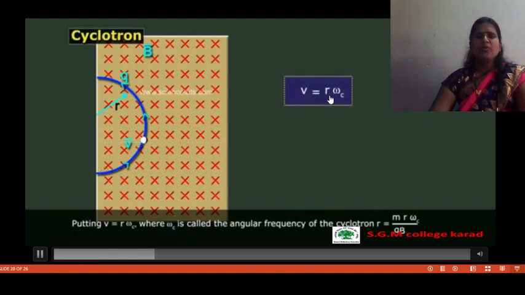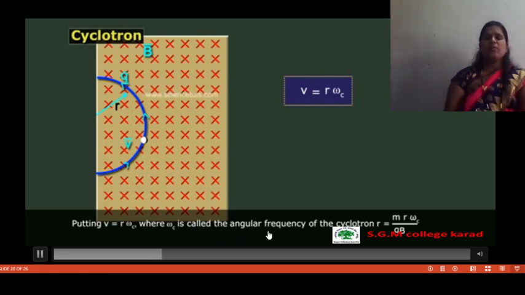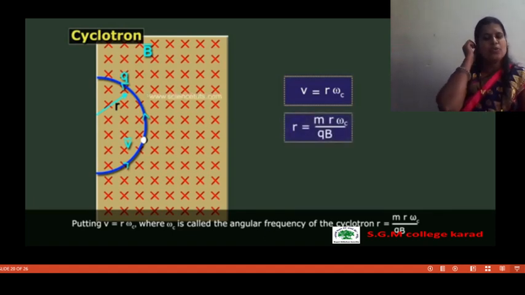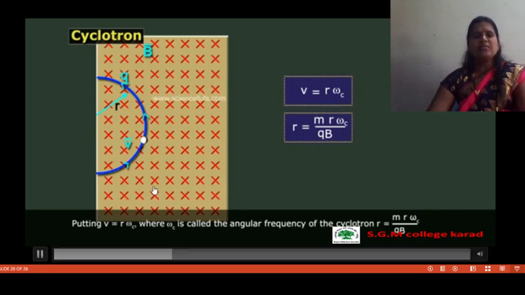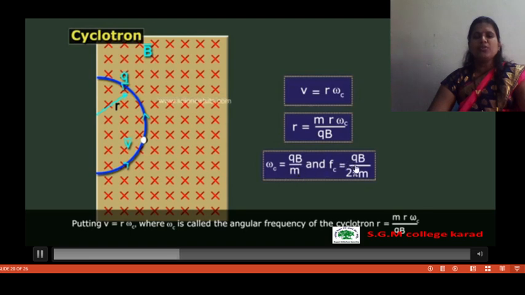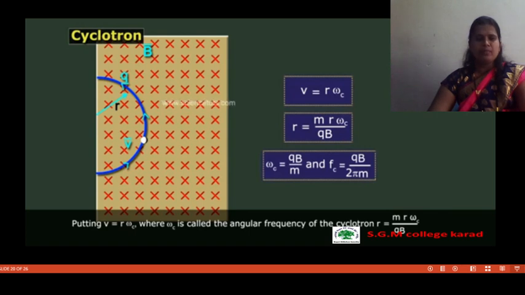v is equal to r ωc, where ωc is the angular frequency of the cyclotron. So r = m r ωc/qB. This is the cyclotron condition. Then ωc is equal to qB/m, and fc is equal to qB/2πm.